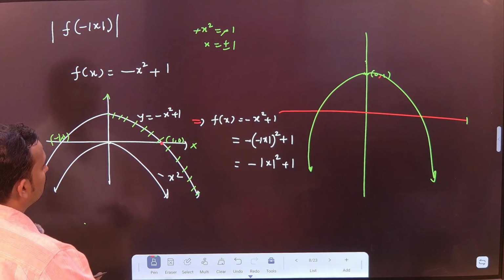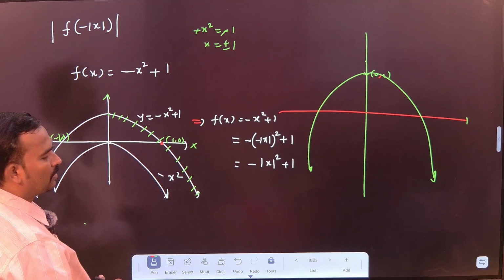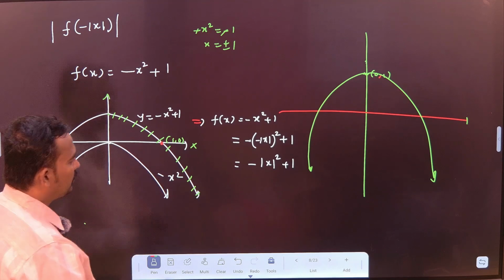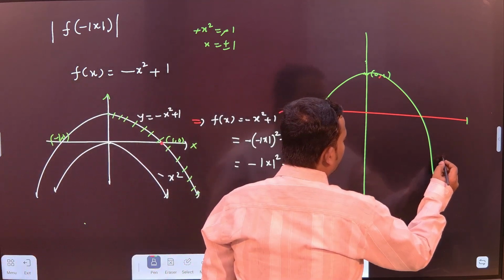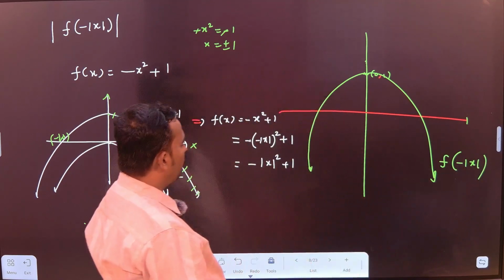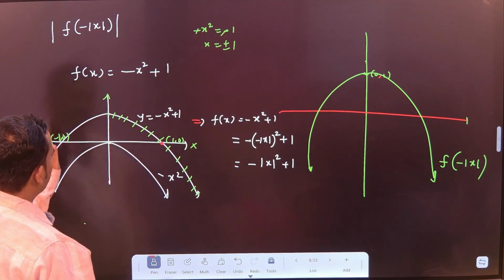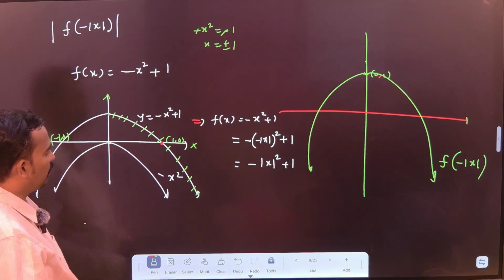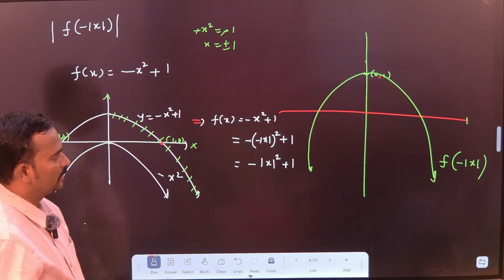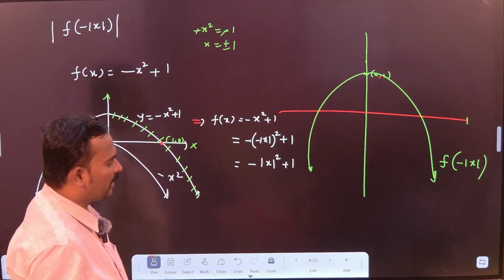Clear? Understand, the same thing will come, right? Okay. This is the graph of f of minus mod x. Whatever the right side portion is there, remove it. Take the left side portion as the mirror. So, you will get the same thing because it's symmetric, right? Okay, fine. Then after that, you can apply the modulus, right?